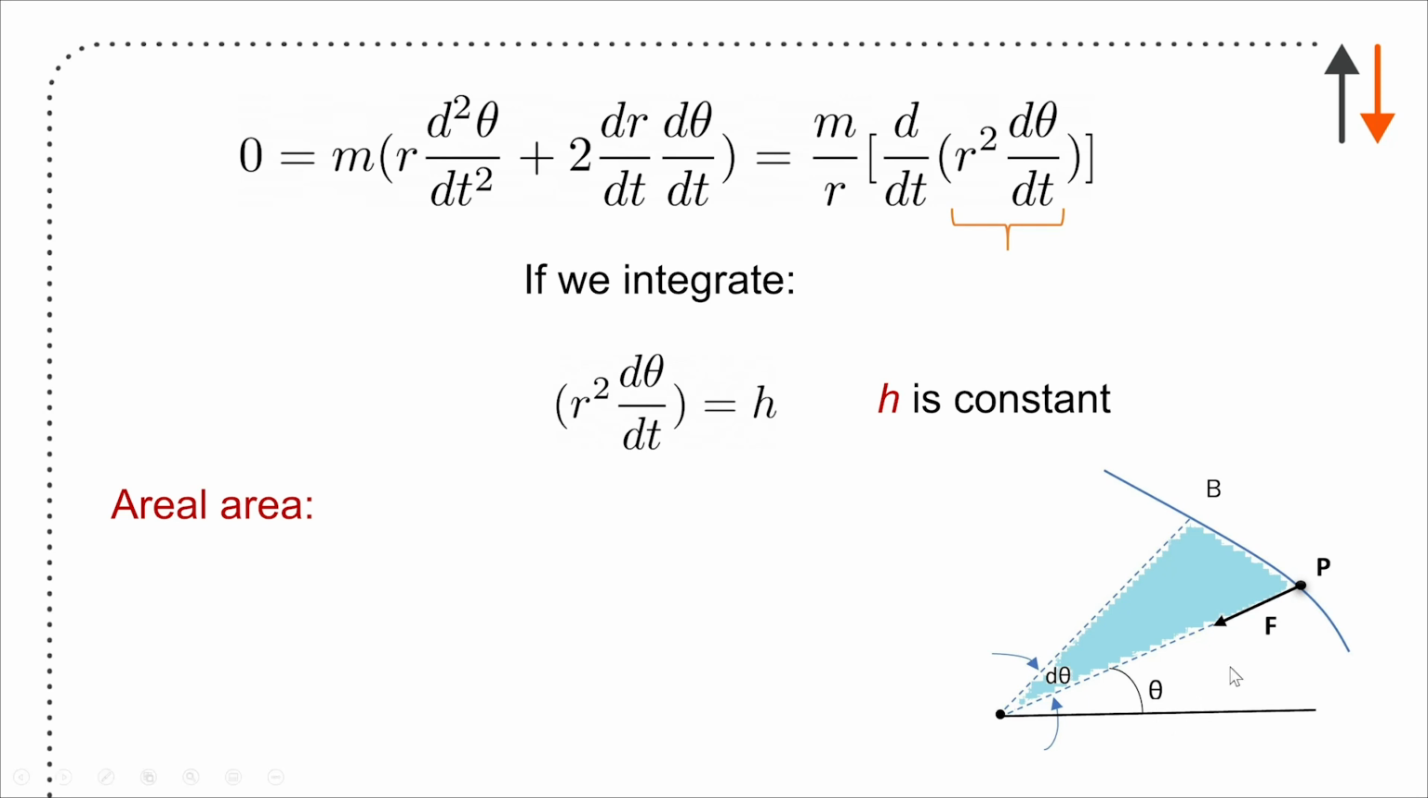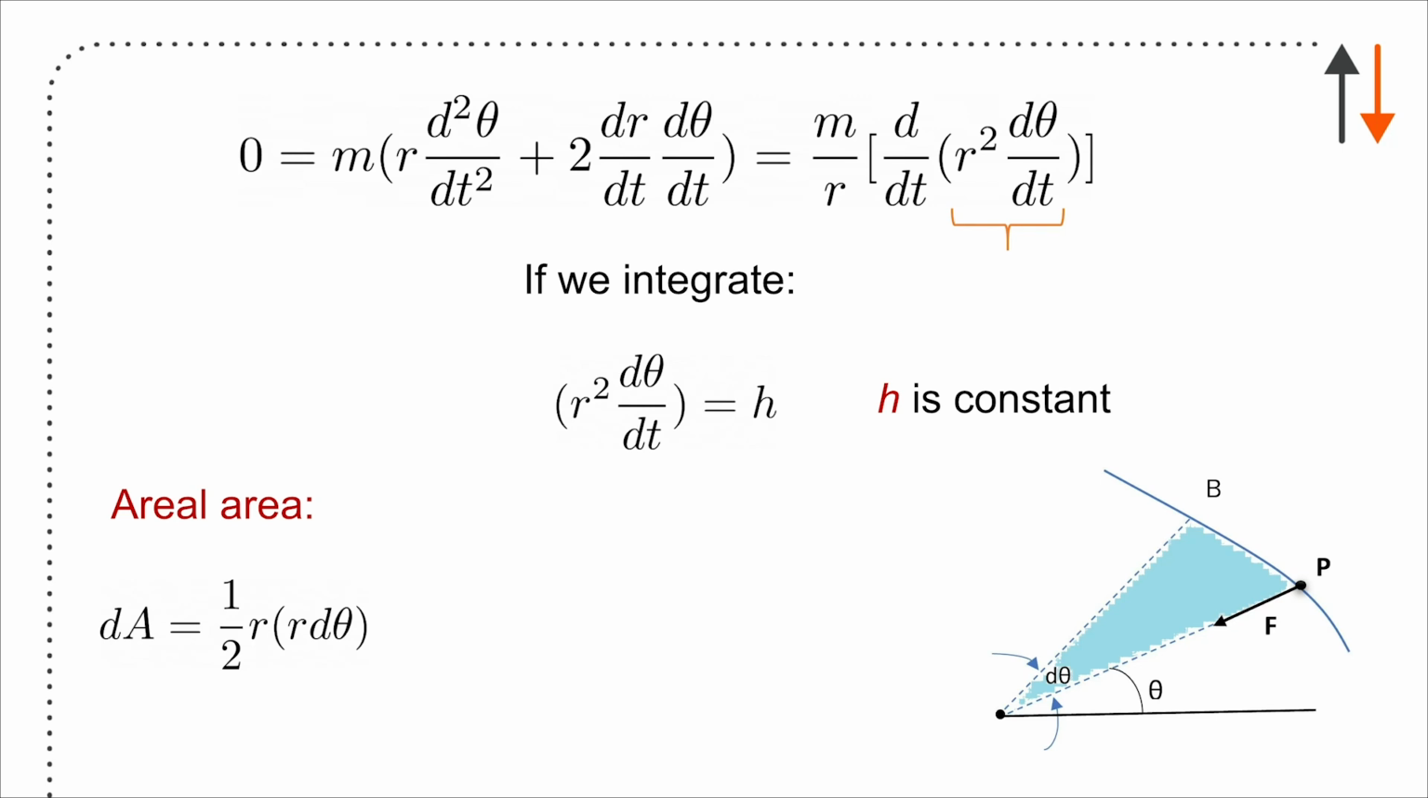The other topic that I want to talk about is areal area. Let's assume that the particle at point P will move to point B. What is the area that it will sweep? If I assume it's a triangle, I can write dA, or the area, as half of one of the arms, BP, which would be r d theta, and also r. If I multiply them together, half of that would be the area that the particle will sweep.